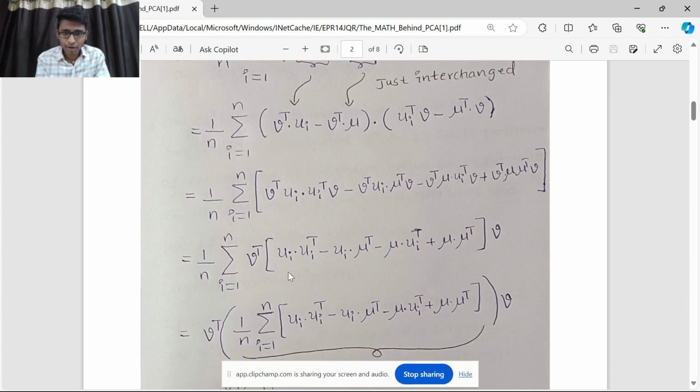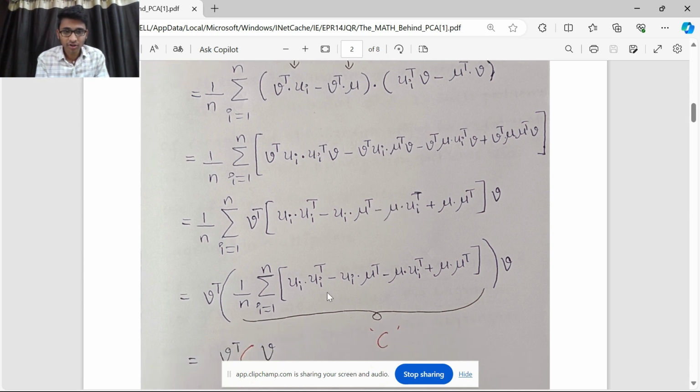This is the complete simplification of this. See how we are getting it. We just kept V transpose outside and V this side, and the whole part I'm considering as C, because it is a scalar, right? A dot product will give a scalar.